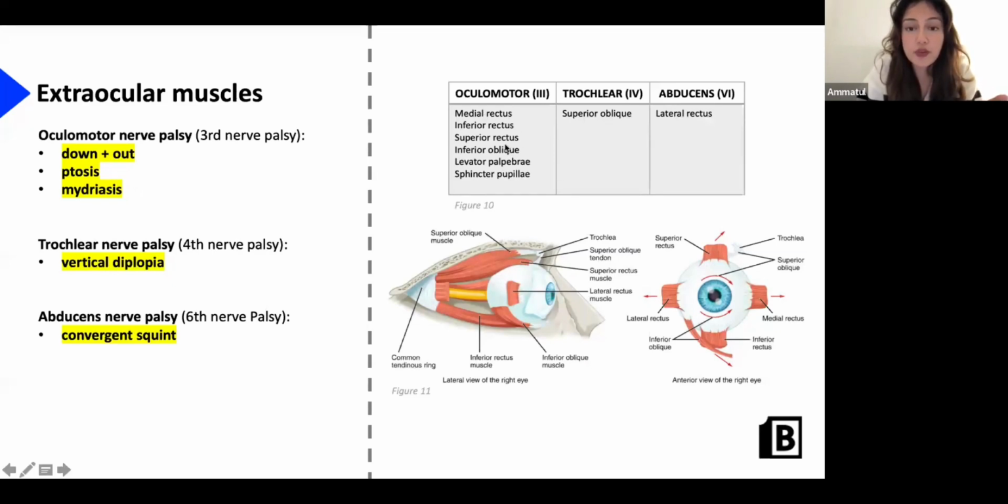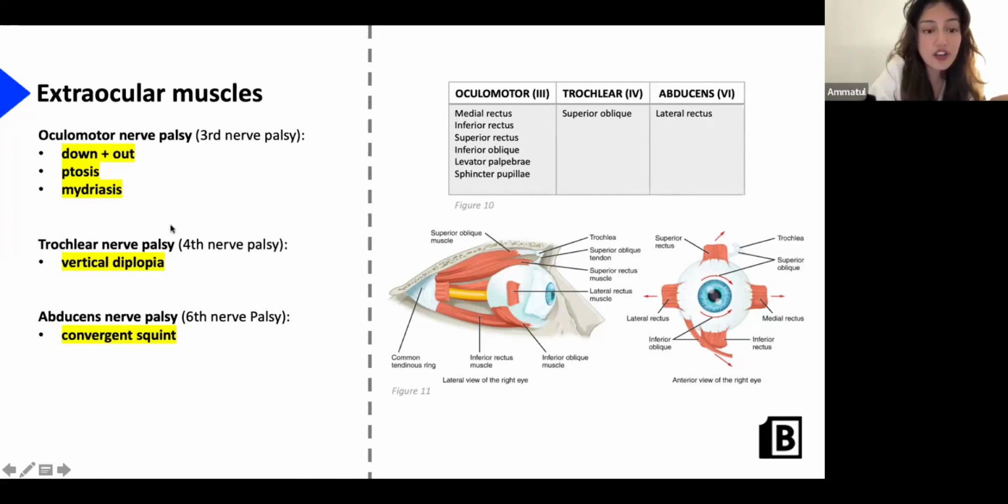If all of these muscles didn't work, essentially these would take over. So when the medial rectus, the inferior rectus, the superior rectus, and the inferior oblique do not work, the superior oblique and the lateral rectus take over. And that results in that down and out clinical finding that you see. Because the levator palpebrae is involved in elevating the eyelid, you'll see a ptosis. And because the parasympathetic nervous system innervates the sphincter pupillae, you'll have mydriasis, which is essentially just dilation of the pupil.